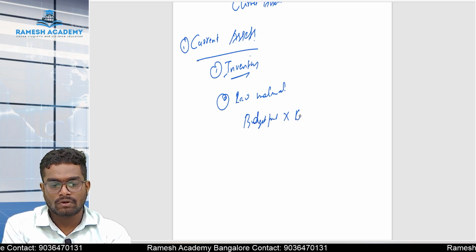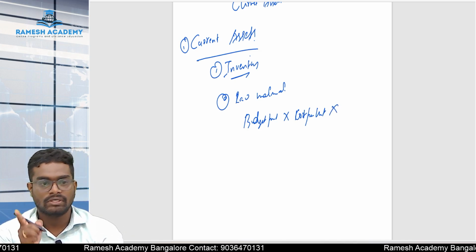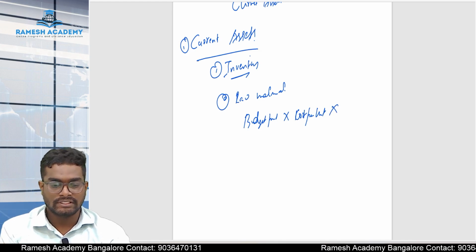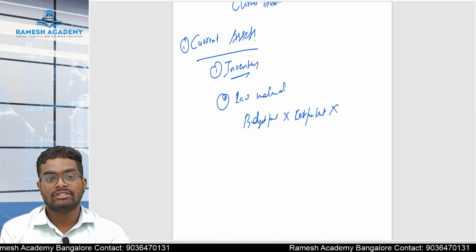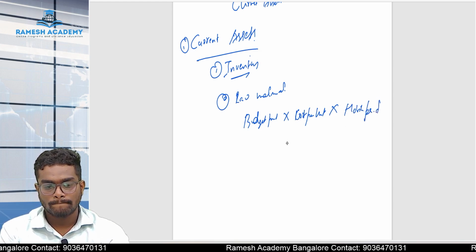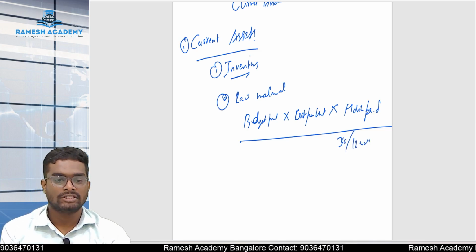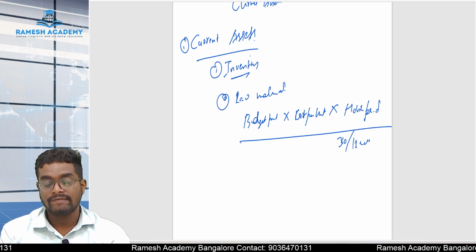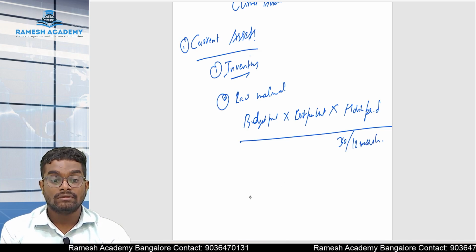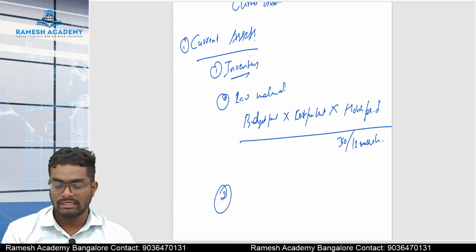into cost per unit. So I'm determining in terms of amount, not in terms of units. So budgeted production into cost per unit, which is the raw material cost, into holding period by 360 or 12 months. If the holding period is given in days, take 360. If the holding period is given in months, take it as 12 months. So this is the formula to estimate the raw material requirement.